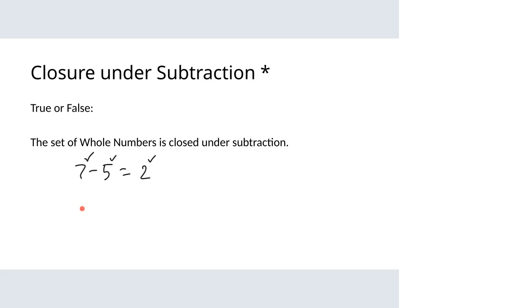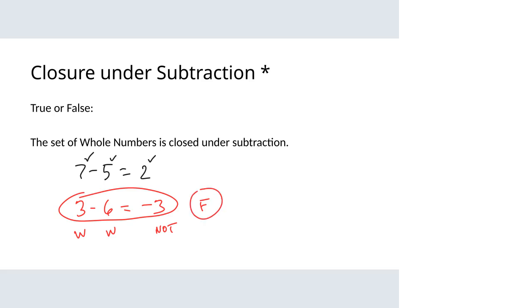And if I try 3 minus 6 and get negative 3, now I have whole number minus whole number, and my answer is not a whole number. It's an integer, but it's not a whole number. So this counterexample right here convinces me that this is false.